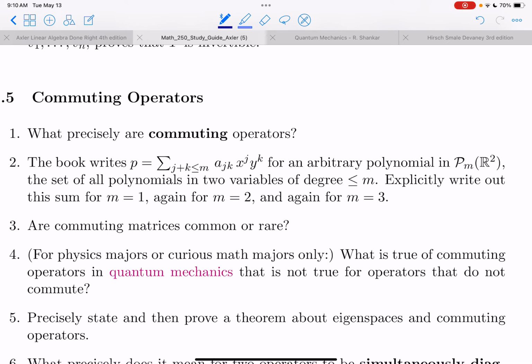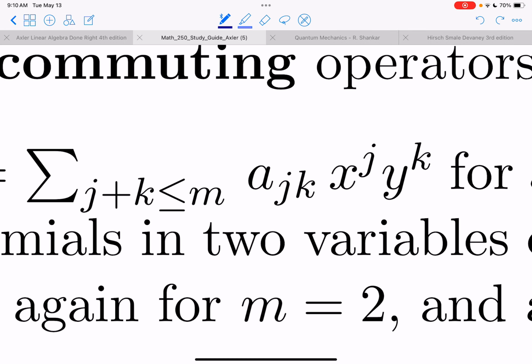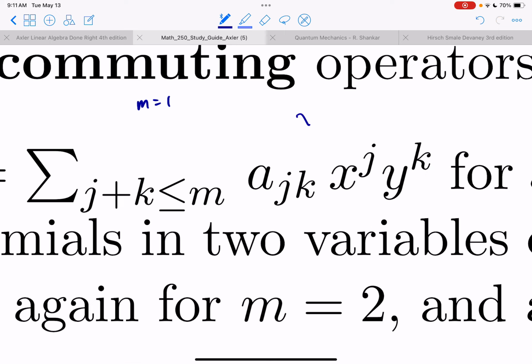The book writes a sum for an arbitrary polynomial in two variables, x and y, of degree less than or equal to m. Explicitly write out this sum for m equals 1, m equals 2, m equals 3. Okay, so this is just getting a handle on this notation here, which looks pretty ridiculous. But let's set m equals 1. Now, j and k are powers, and they have to be integers because we're talking about polynomials here. So you can't do x to the half. I mean, of course, you can do the square root function, but we're not going to do that because we're just doing polynomial functions.